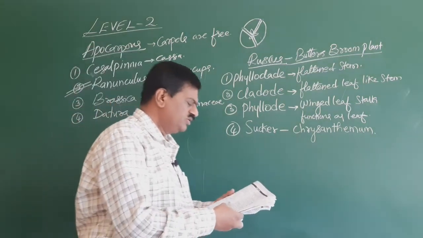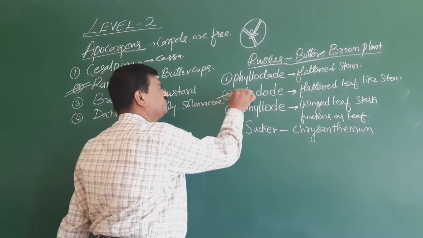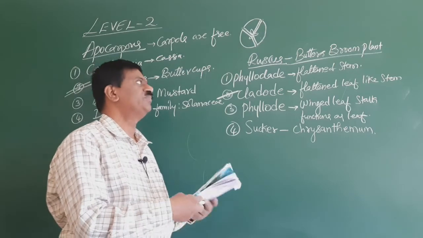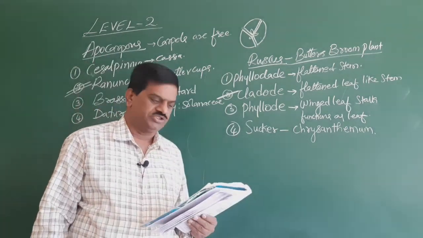Here the question is, in Ruscus the stem modification is, the right option is cladode. It is a flattened leaf-like stem. So it is called Ruscus. So we go for the next question.